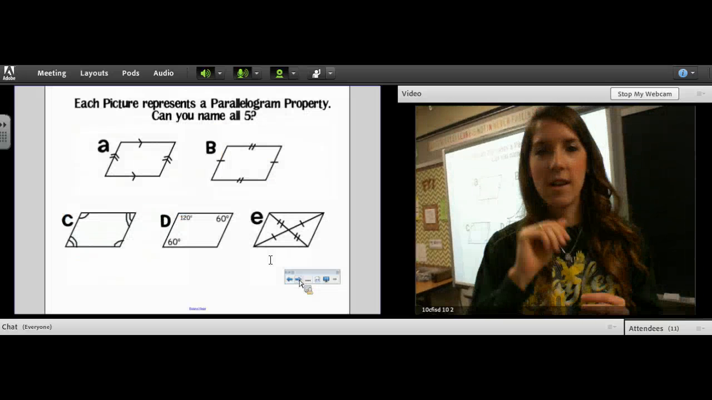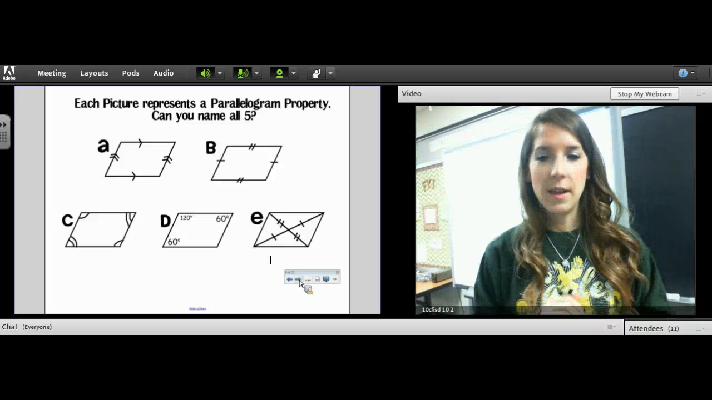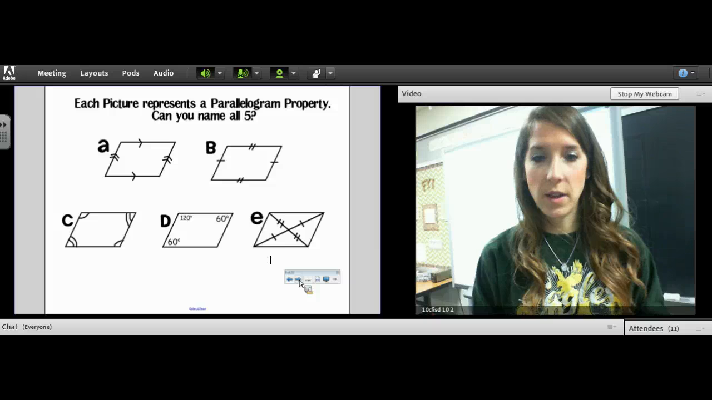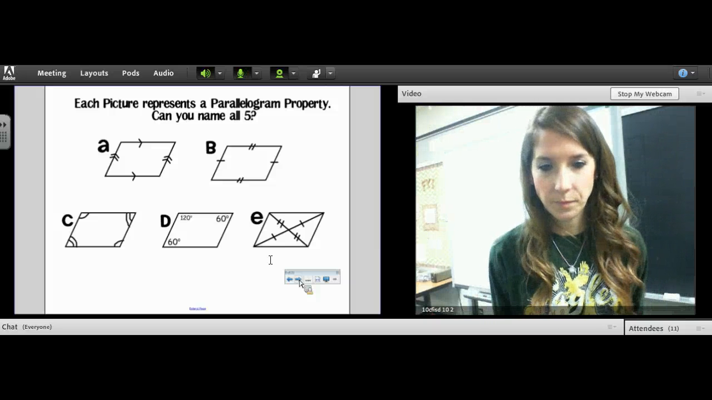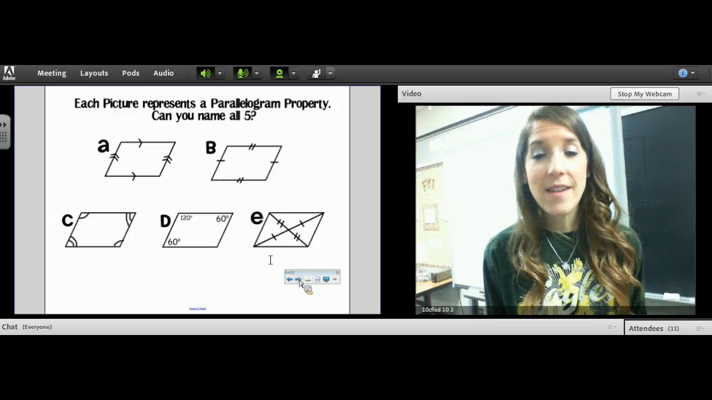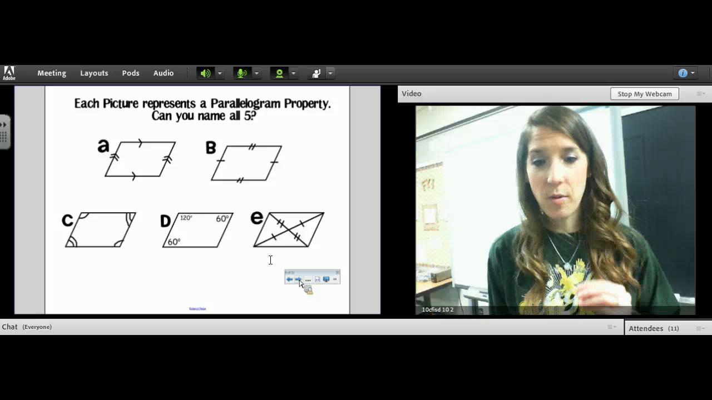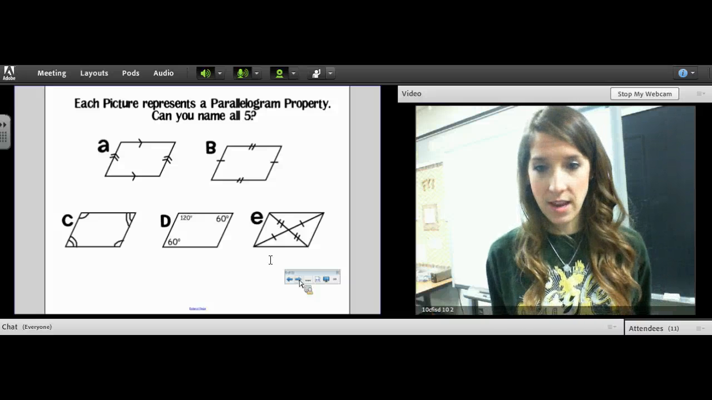So, a parallelogram has 5 properties. We talked about that. 5 properties. And so what we're going to do is list those 5 properties. So in your notes, I want you to write A, B, C, D, E. Write them in your notes. And I gave you hints to each of the properties. So what I want you to do is write down the name of the property given the hint.